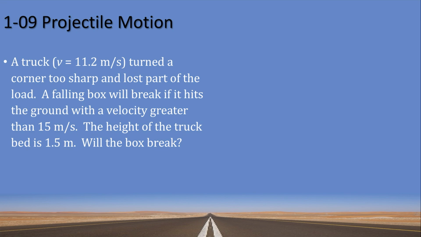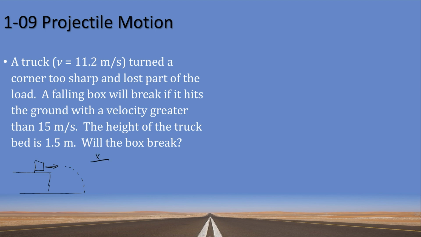A truck, whose velocity is 11.2 meters per second, turns a corner too sharp and loses part of the load. A falling box will break if it hits the ground with velocity greater than 15 meters per second. The height of the truck bed is 1.5 meters. Will the box break? Well, here's the truck bed, and here's the box. The ground, so it's going to go sideways, and then projectile motion.